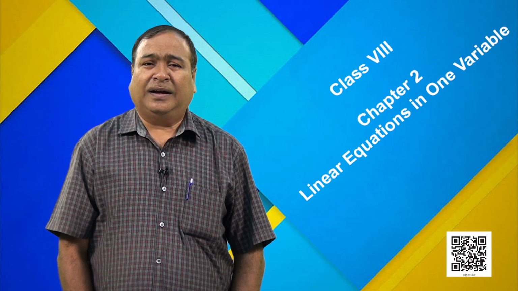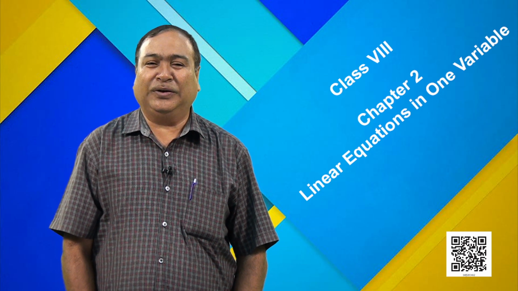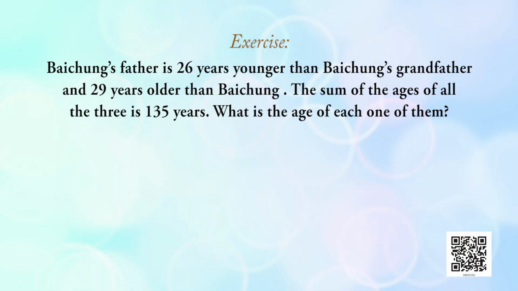In this way, I would like to give one word problem for you to solve on your own. Problem is like this. Baiju's father is 26 years younger than Baiju's grandfather and 29 years older than Baiju. The sum of the ages of all the three is 135 years. Then what is the age of each one of them? Apply the same technique on the above and find the answer.